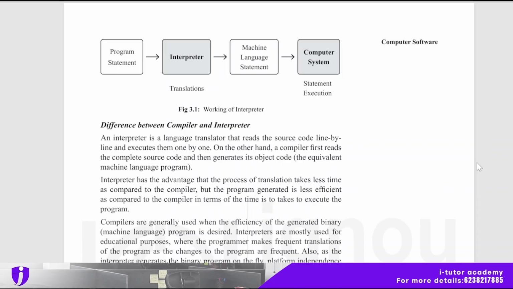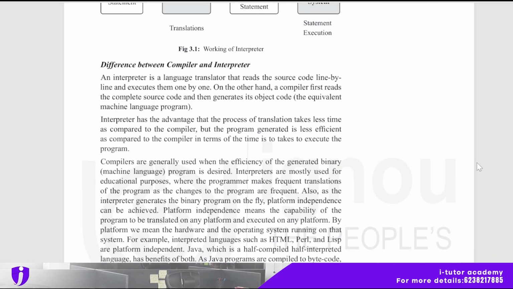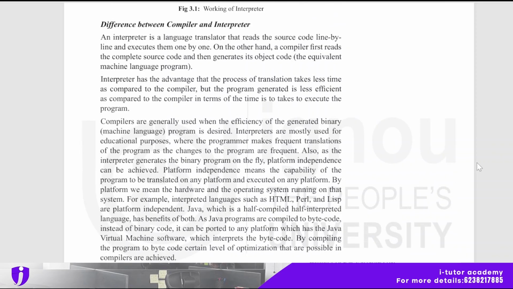An interpreter is a language translator that reads the source code line by line and executes it one by one. On the other hand, a compiler first reads the complete source code and then generates its object code, the equivalent machine language program. An interpreter has the advantage that translation takes less time compared to the compiler, but the program is less efficient than the compiler's in terms of the time taken to execute the program.